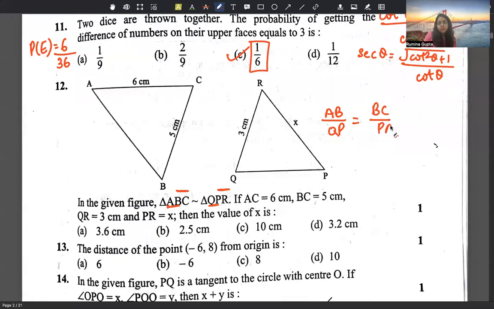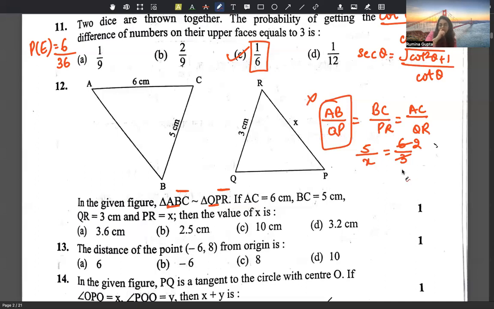Done? And that is equal to AC upon QR. Just put the values, you will get your answer. So AB हमें नहीं पता. Similarly, QP हमें नहीं पता, so leave it. Move towards your BC. So BC is 5 and over there PR is your X. Then that is equal to AC is your 6 and QR is your 3. Just solve it beta. तो यहाँ पे मेरे पास 2 आ गया. So if you just try to solve it, the value of X would be 5 by 2, which is going to be equal to 2.5 centimeter, the answer.